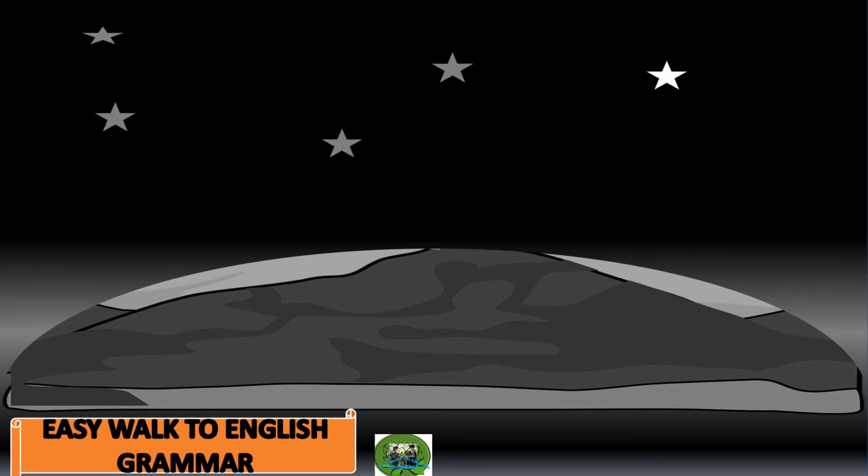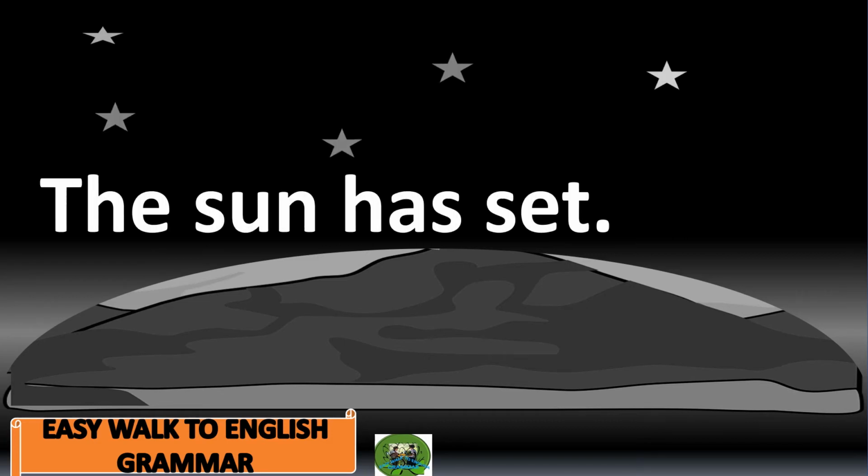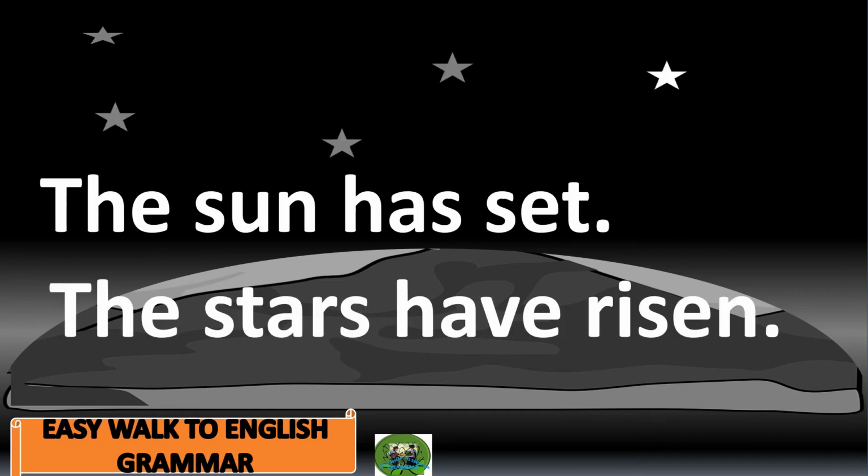What can we see here? The sun has set and the stars have risen. These two sentences look like the previous sentence that we dealt with. Let's try to dissect these two sentences too.